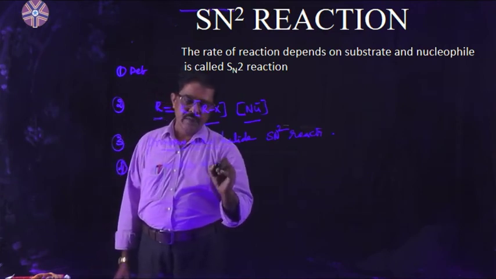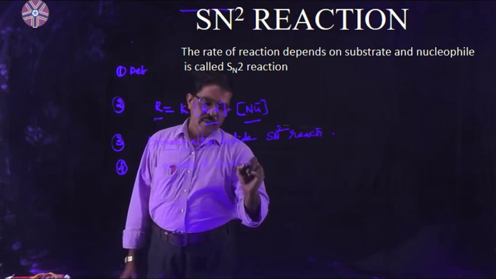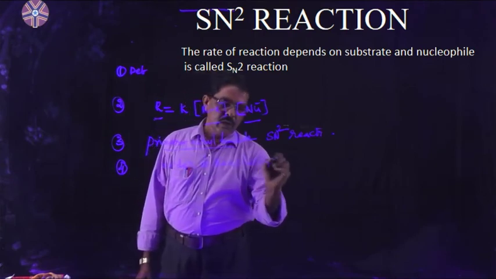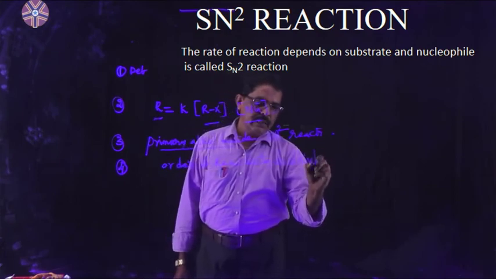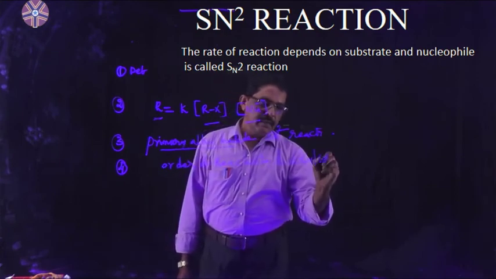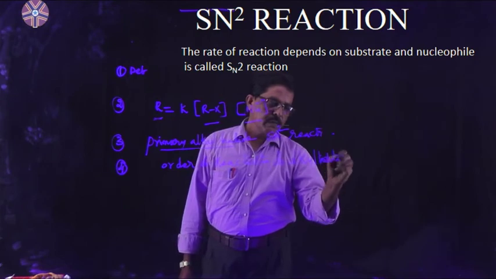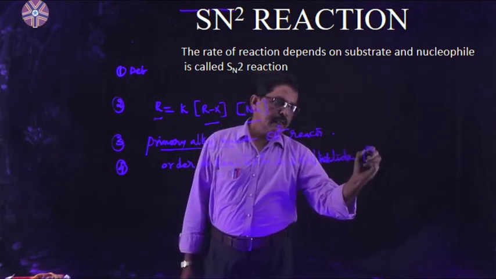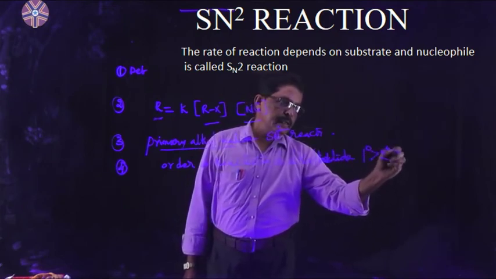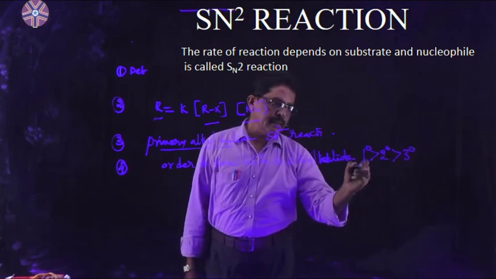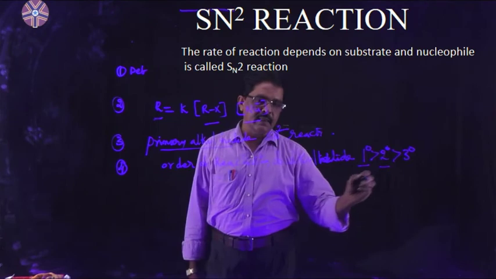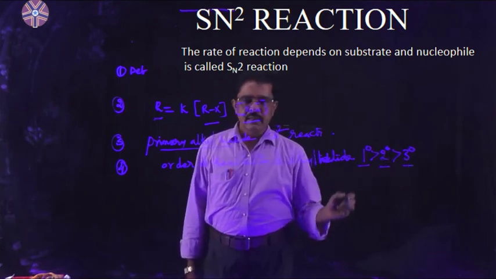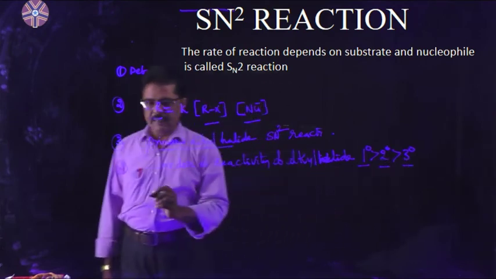So next, we can say the order of reactivity of alkyl halides for SN2 reaction. Alkyl halides: 1 degree is greater than 2 degree is greater than 3 degree. That means primary alkyl halides are greater than secondary alkyl halides, which are greater than tertiary alkyl halides.